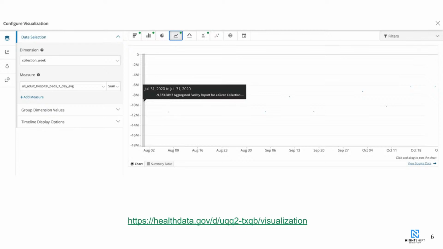And this is the official data from HHS. They have visualization tools. This is a snapshot from their visualization tools showing, okay, if I want to look at adult hospital bed usage on a 7-day average, which is like a rolling weekly average, and I want to see that by week, I can see on my axis here that these values are all negative. They're bouncing around. And so what's happening here?